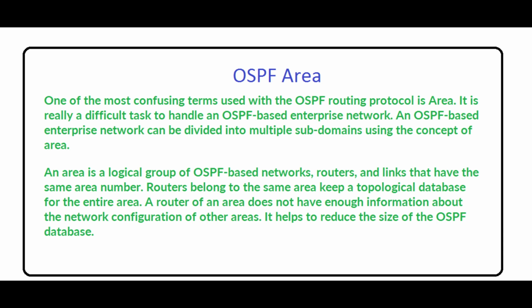An area is a logical group of OSPF-based networks, routers, and links that have the same area number. Routers belonging to the same area keep a topological database for the entire area. A router of an area does not have enough information about the network configuration of other areas. It helps to reduce the size of the OSPF database.